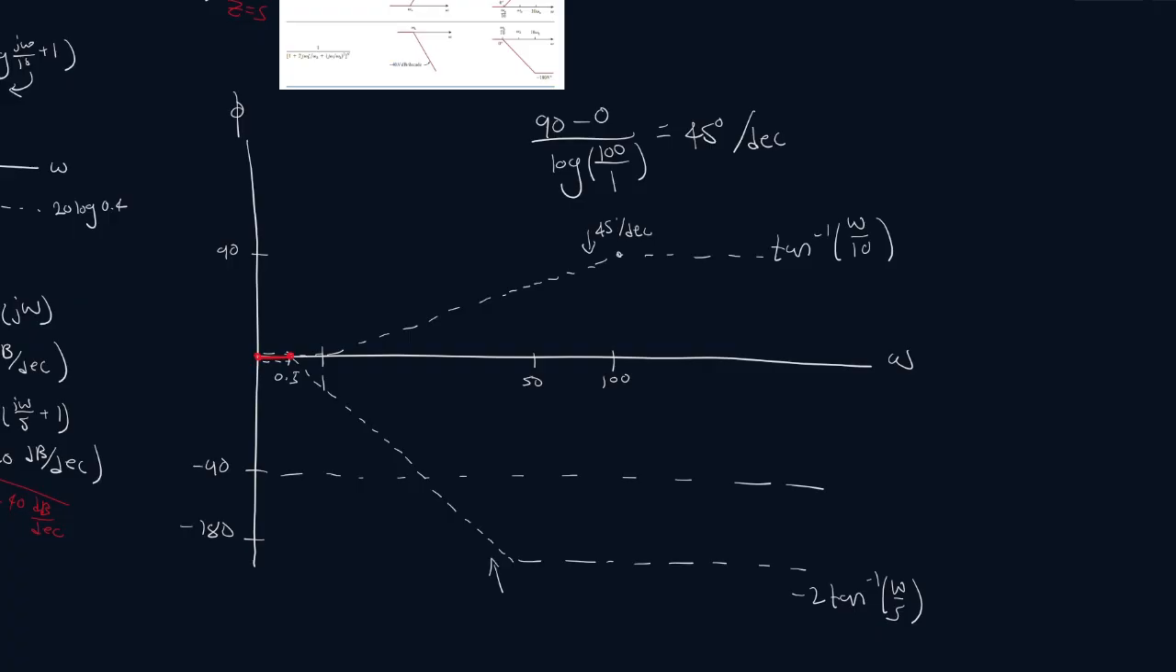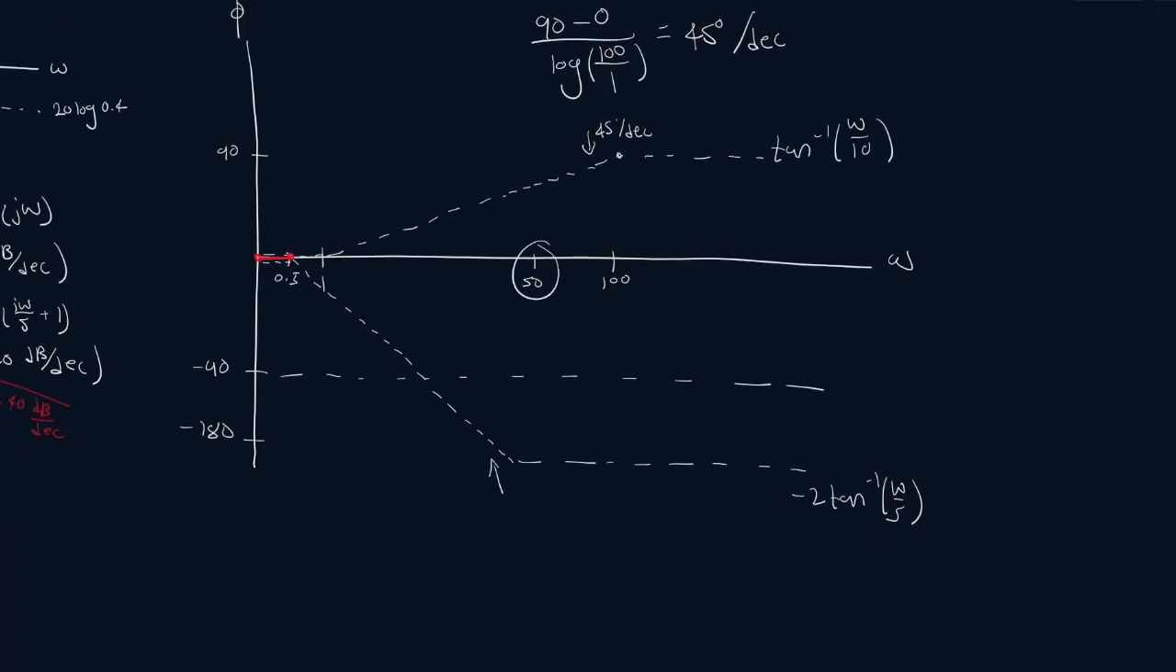And then this one, 50 to 0.5. So y2 is minus 180 minus 0 all over log of x2, 50 over 0.5. And let me see what that gives me. Yeah, it's minus 90. So this has a slope of minus 90 per decade.